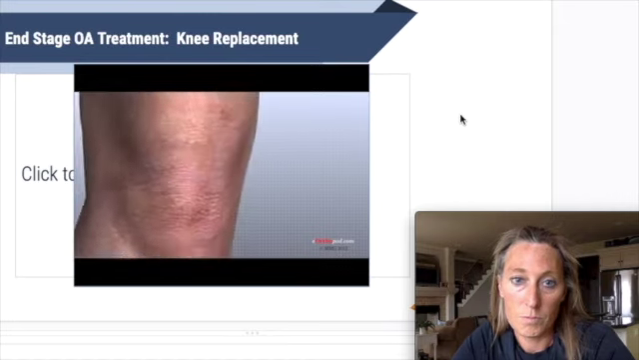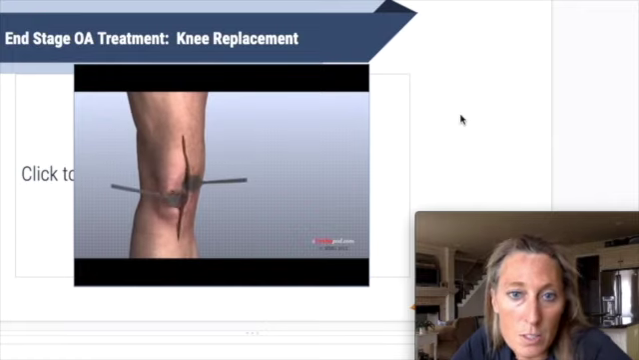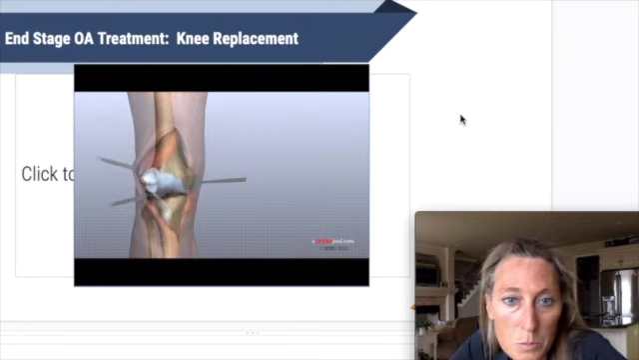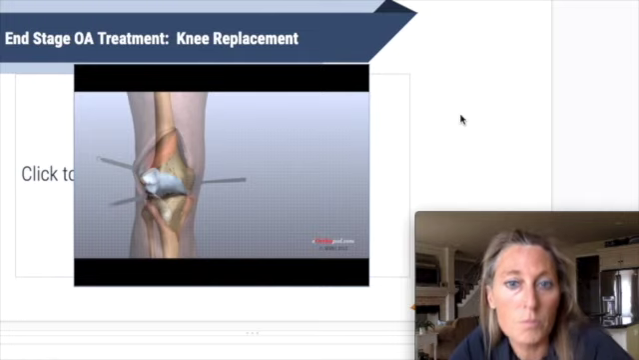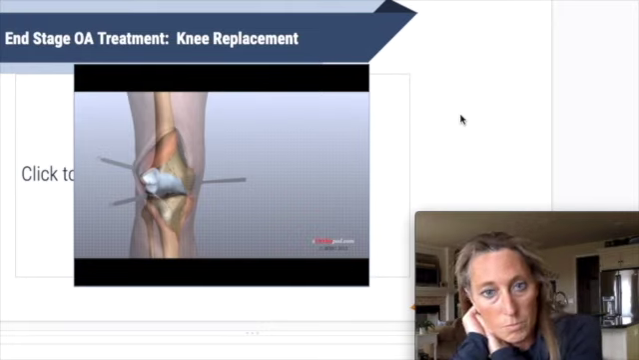The operation to replace an arthritic knee joint begins with an incision down the front of the knee. The incision can be 6 to 8 inches. The patella is dislocated and inverted so that the inside of the knee joint is visible to the surgeon, and there's enough room for the surgeon to work inside the knee. The soft tissues are held back out of the way using metal retractors.